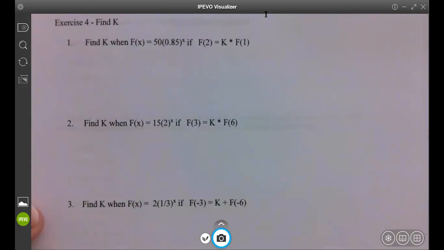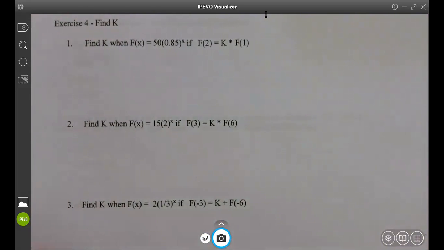All right, so check these out. These are on the final exam. That's why we're on here. Find k when f of x equals 50 times 0.85 to the x, if f of 2 equals k times f of 1. All it's doing is telling you to plug in and solve.